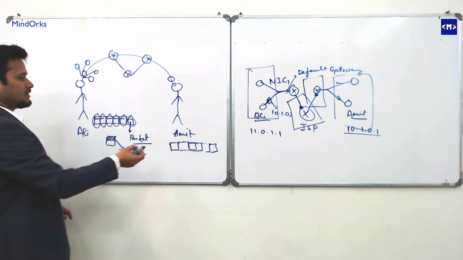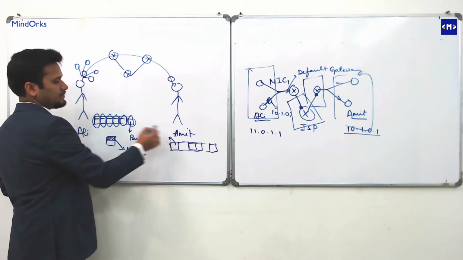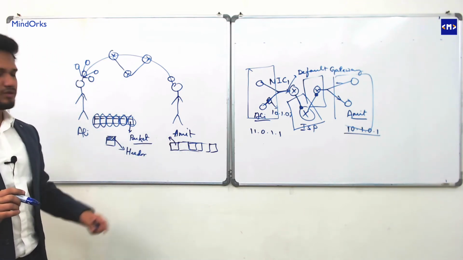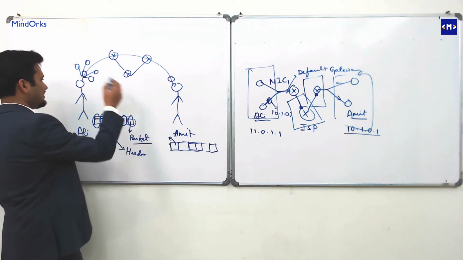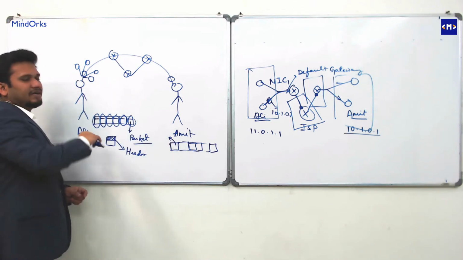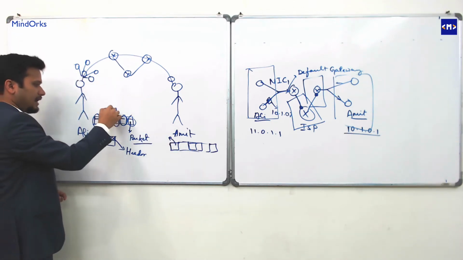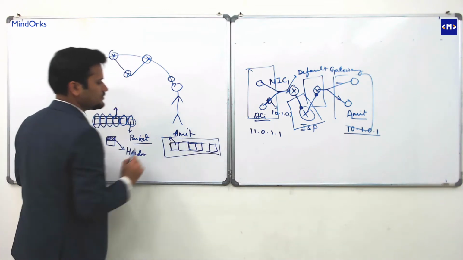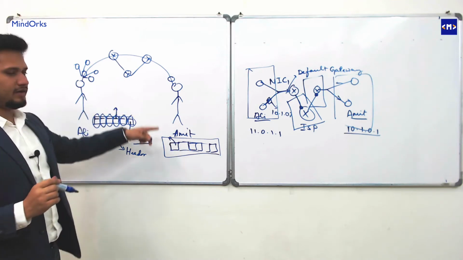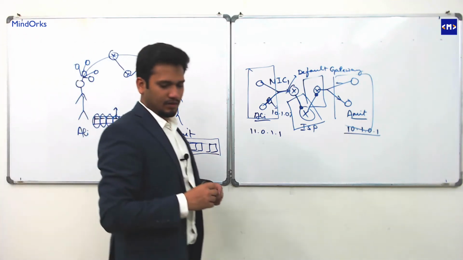Now suppose some packet that Amit received was tampered with, or was not in the correct format. Amit can ask me again to send the packet again, so I will just send that packet. This is how any message moves on the internet.